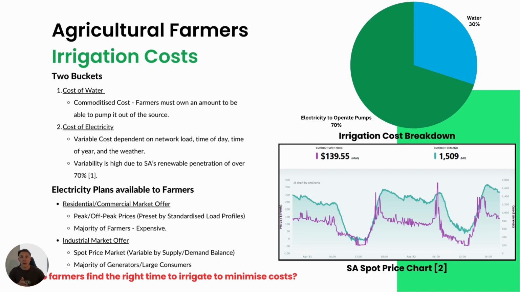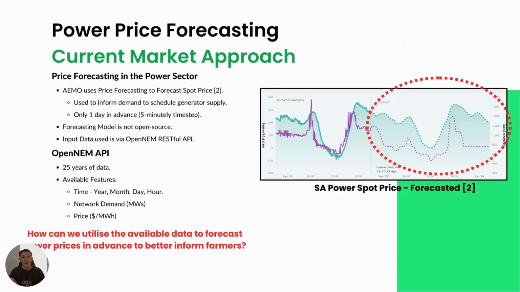But the trouble a lot of farmers face is, once they're on this plan, how do they know what time to irrigate to mitigate their costs? And that's when they turn to a company called AEMO, which is the Australian Electricity Market Operator. Now, AEMO uses price forecasting to forecast this spot price, as shown in the figure on the right. Now, this is used to inform their demand to schedule their generator supply. So if they can forecast their demand, they will know what generators to schedule to generate during those periods to meet supply and demand.